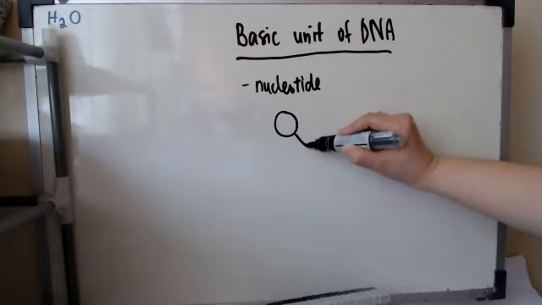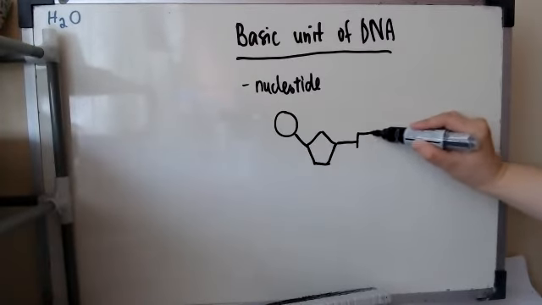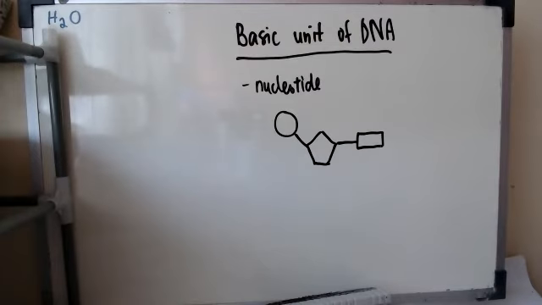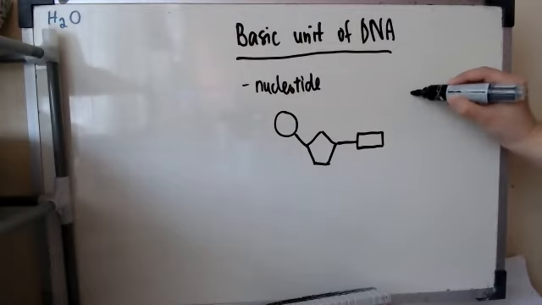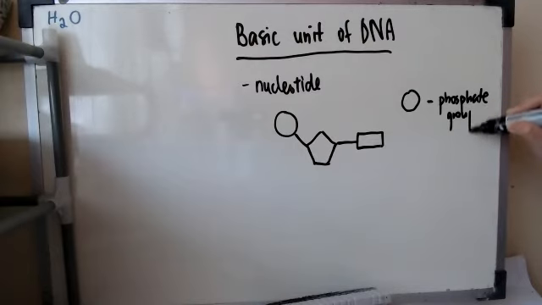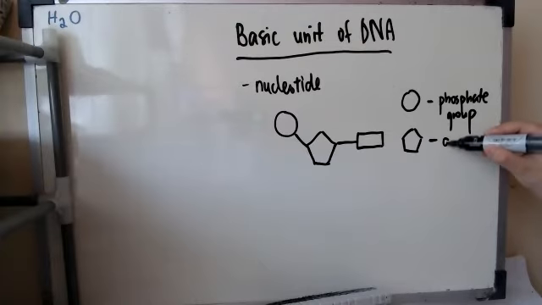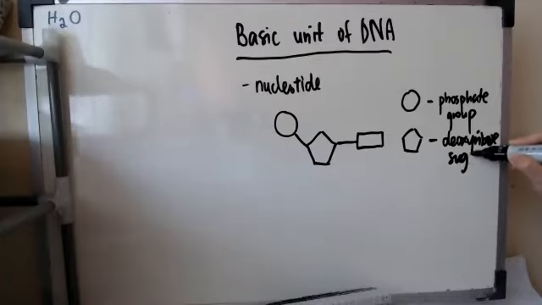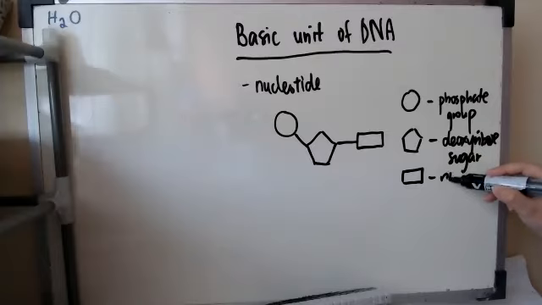You need to learn how to draw a nucleotide. A nucleotide has a phosphate group, a deoxyribose sugar, and a nitrogenous base. So if a question asks you to draw a nucleotide, this is what you should draw. And then remember to label them. This one refers to phosphate group. This one refers to deoxyribose sugar. You can write pentose sugar also. This one is nitrogenous base.